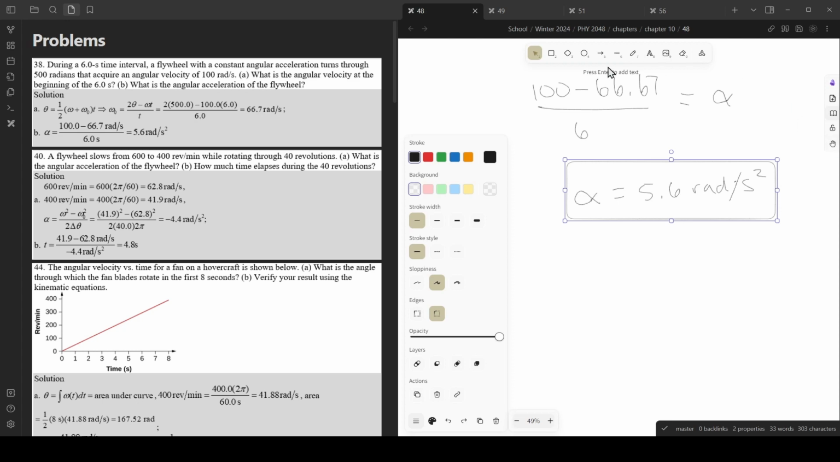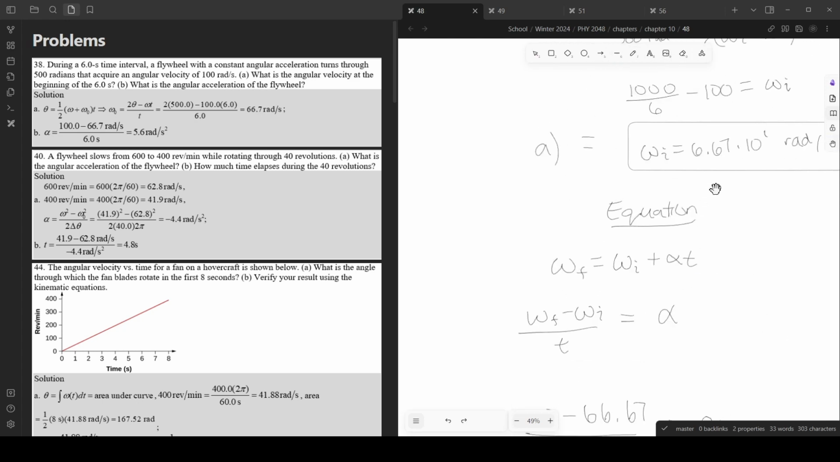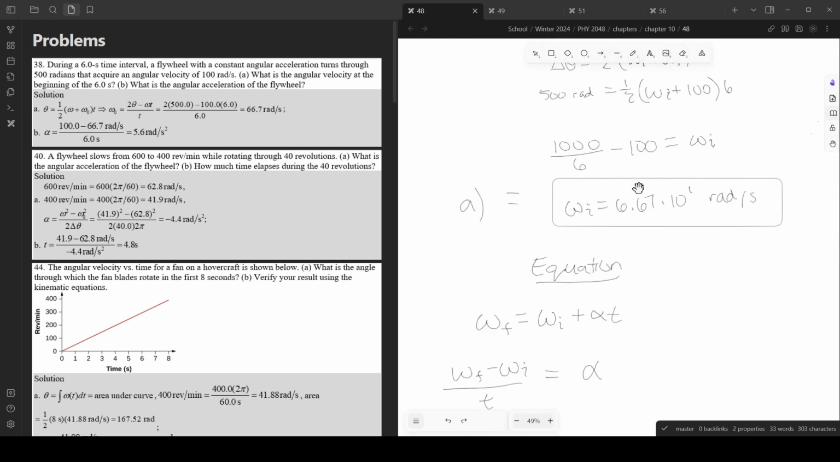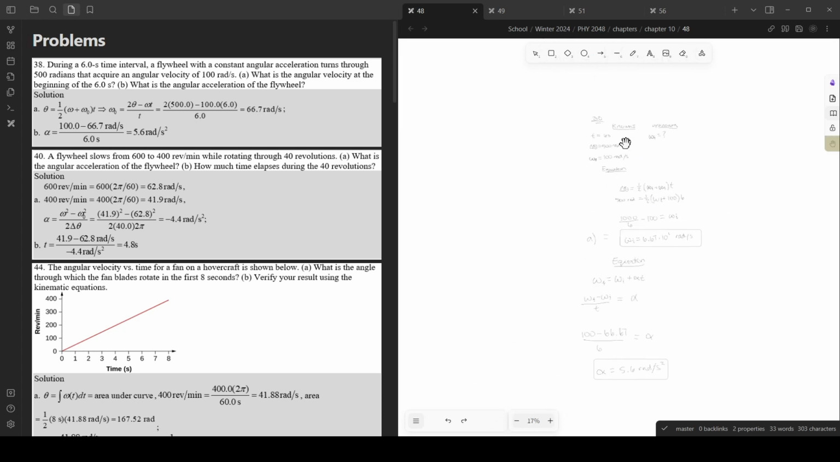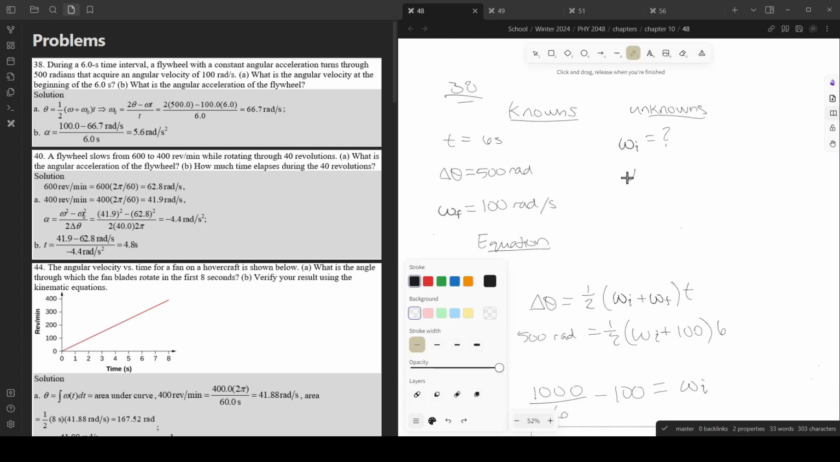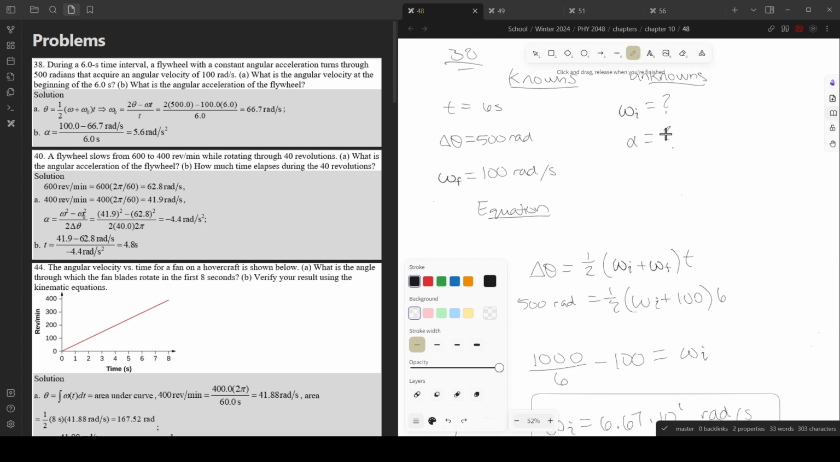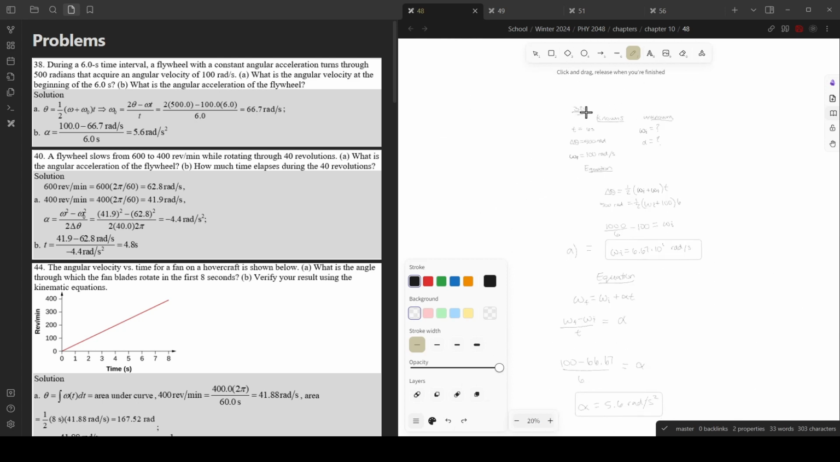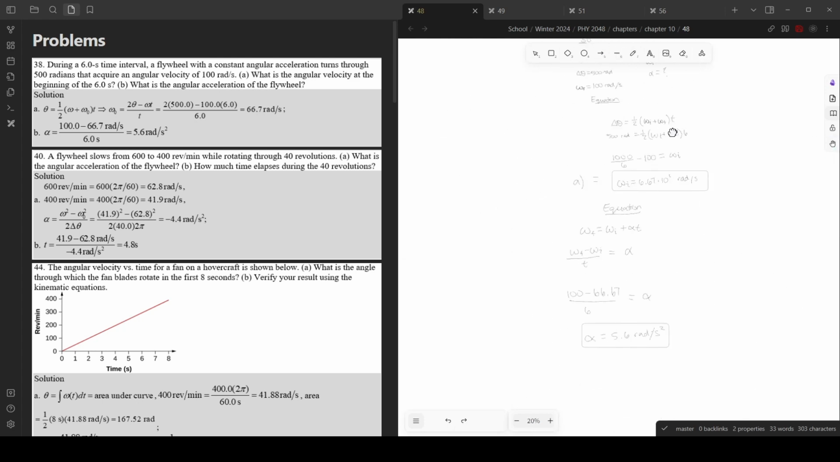Alright, that's everything. That's both part A and B done. So hopefully this makes sense. All I did was write down all my knowns, write down all my unknowns. I guess I kind of forgot the angular acceleration there, but just write down your knowns, your unknowns, and then just solve each part. This is pretty straightforward for angular kinematics, so hopefully it makes sense.